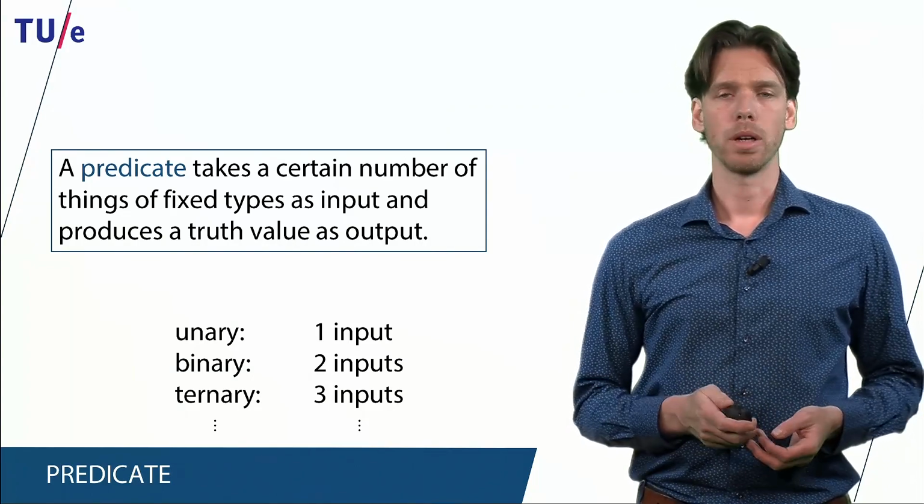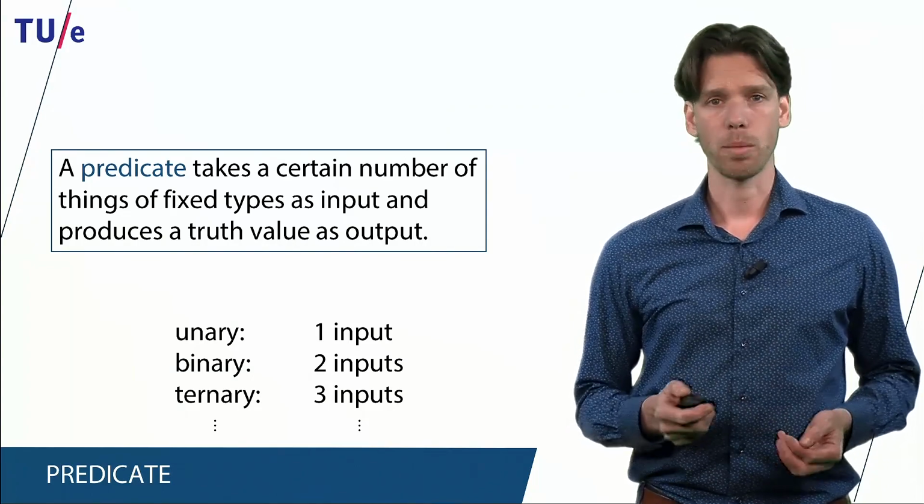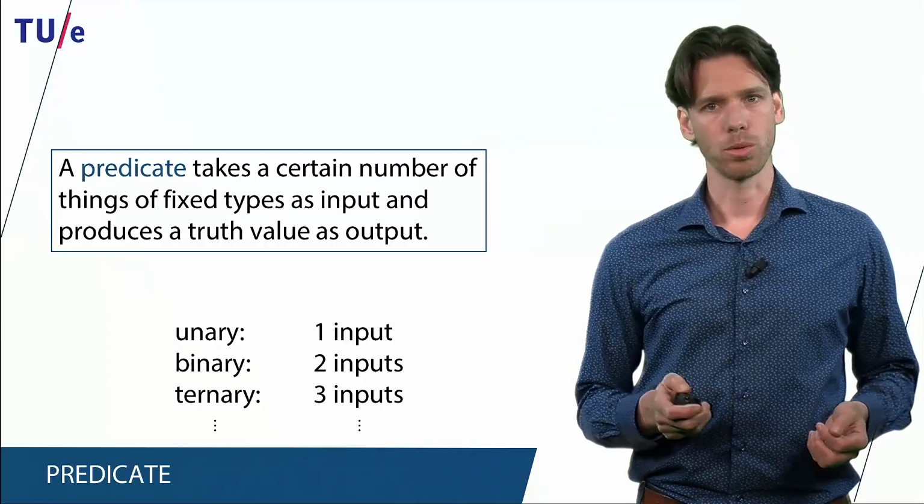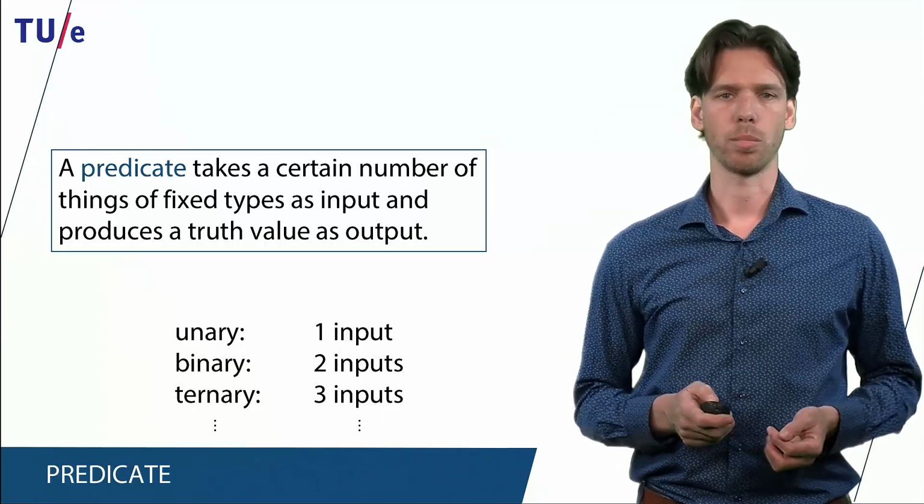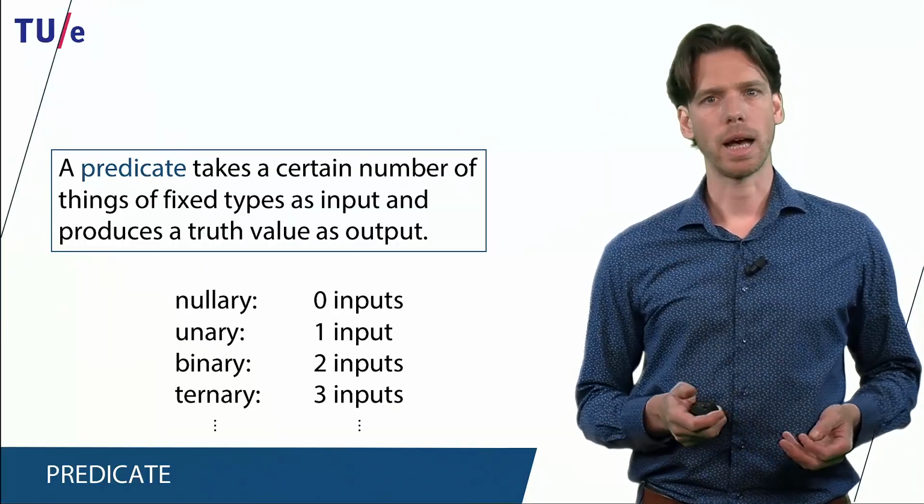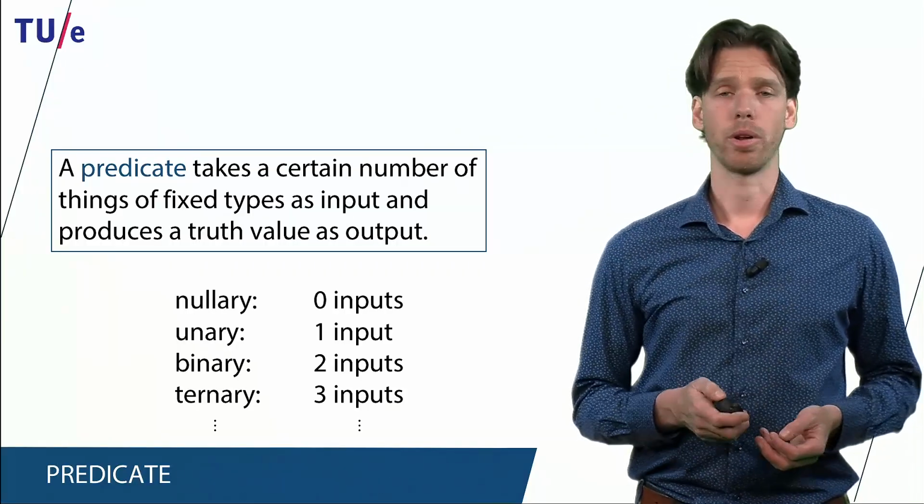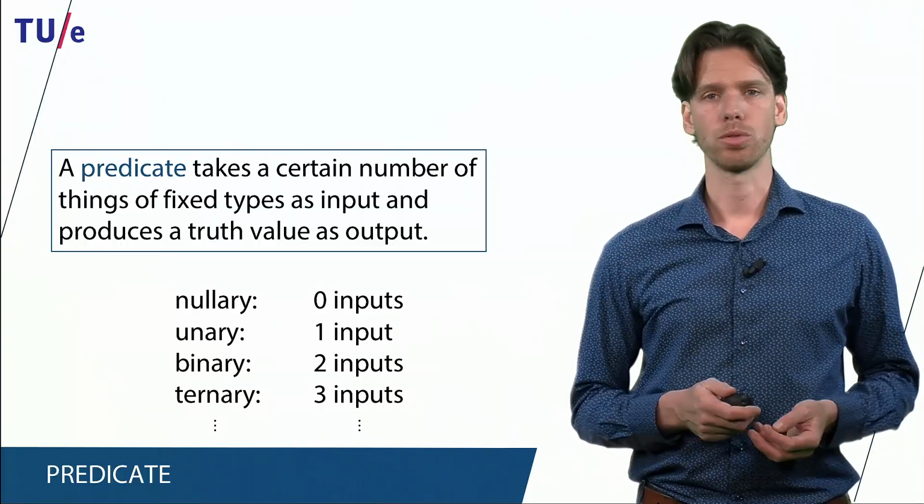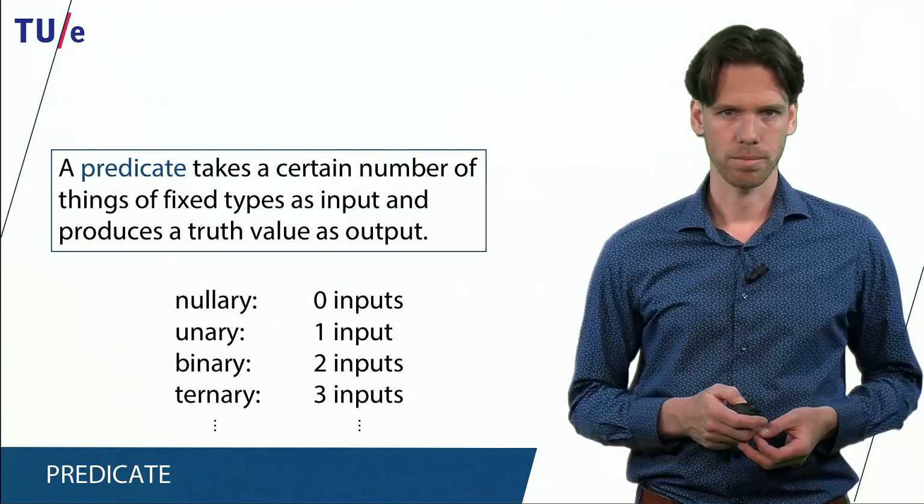Well, what you should remember is that a predicate has a fixed number of inputs, and the inputs are indicated in the predicate by means of variables. And there's one special case still that we could add. We also consider nullary predicates, which take 0 inputs, and actually these are propositions.